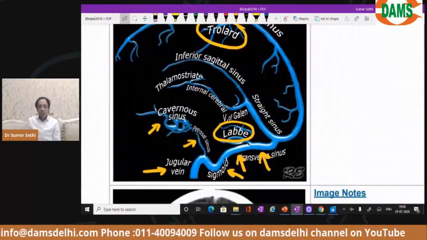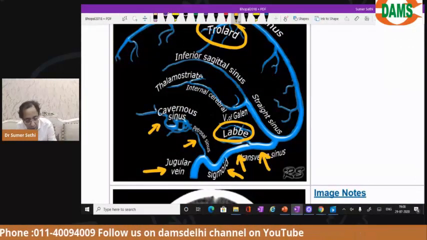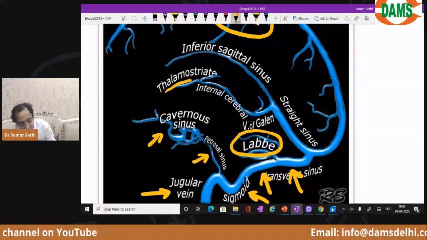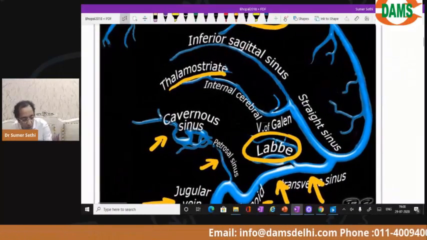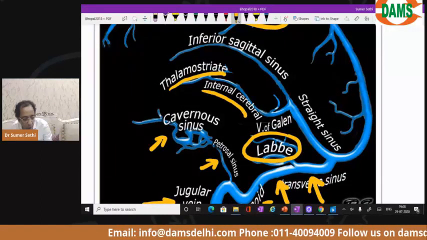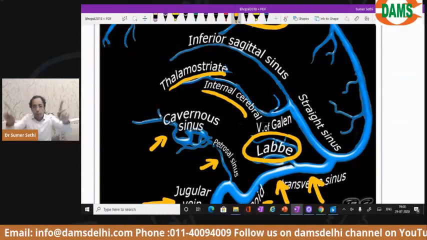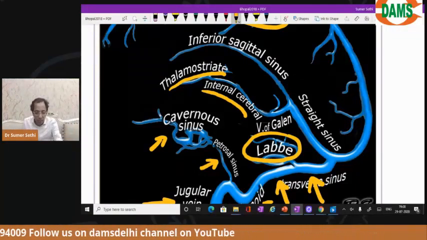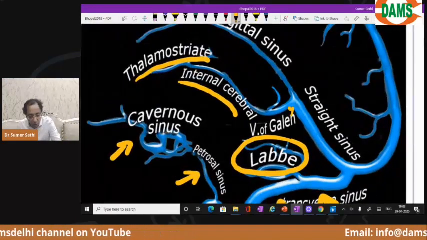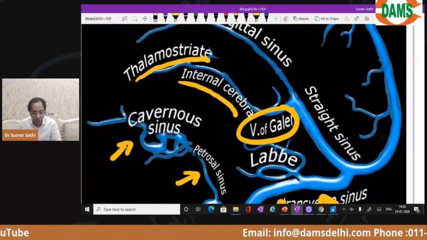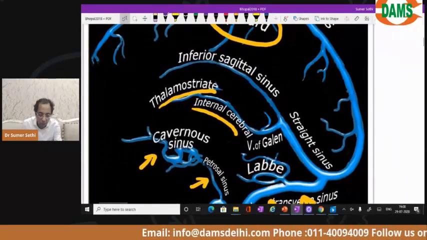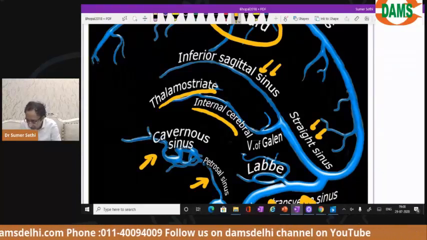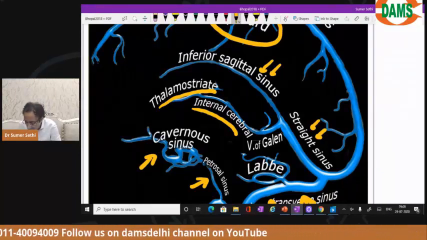Another thing that I want you to see is the deep veins of the brain. From the thalamus and the striatum, you have the thalamostriate veins, which drain into the internal cerebral veins. On both sides you will have internal cerebral veins, and they will join to form the great vein of Galen. The vein of Galen will join the inferior sagittal sinus to form the straight sinus. Are you able to understand this or not?